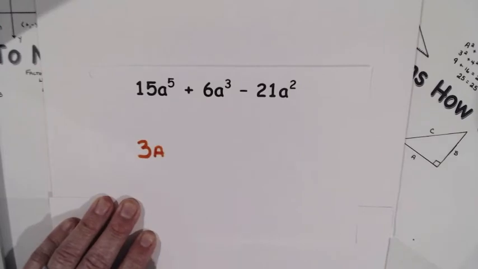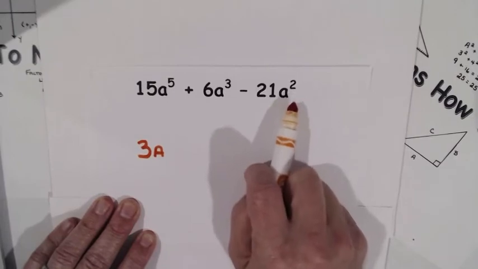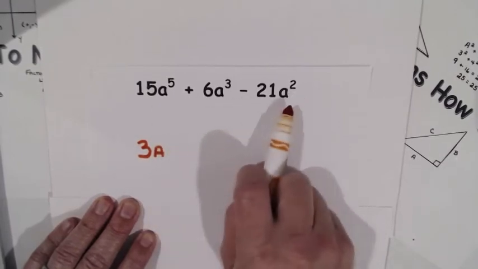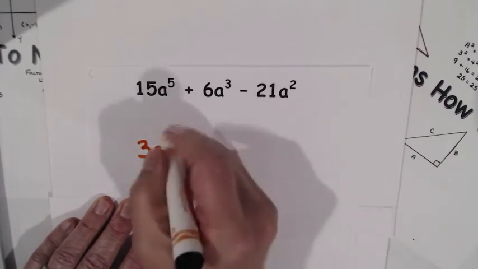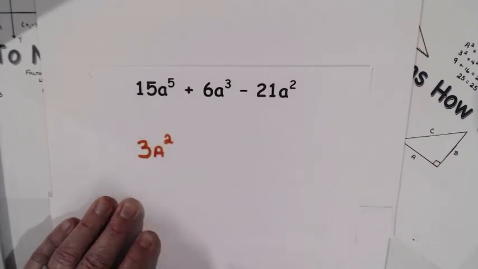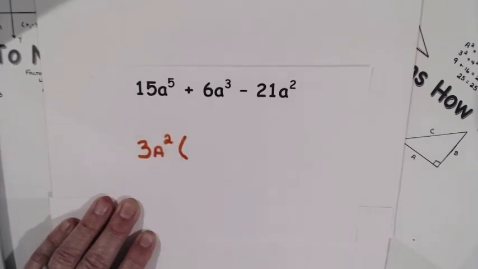How many a's do they have in common? This one has 5, this one has 3, this one has 2. The maximum I can pull out of each one of these is 2 because this one only has a total of 2. So I put 3a squared as my greatest common factor. I make an open set of parentheses, and how do I get what goes inside the parentheses?